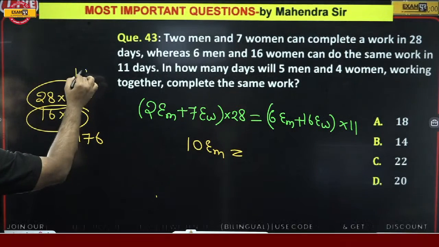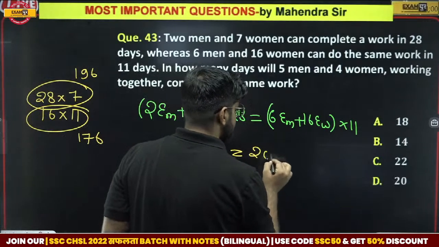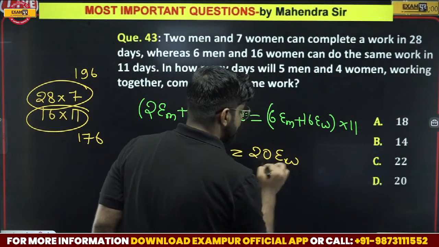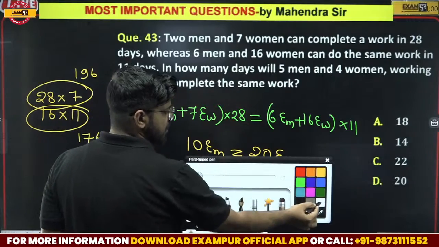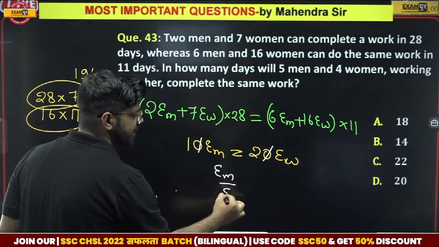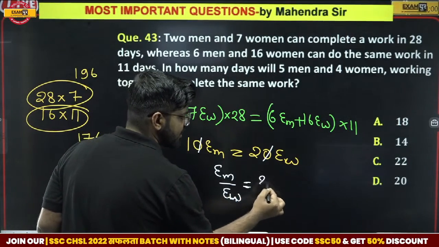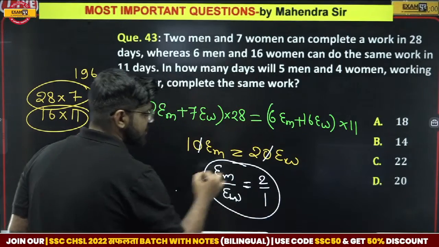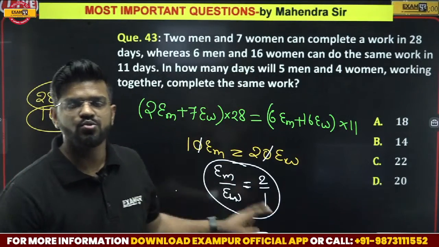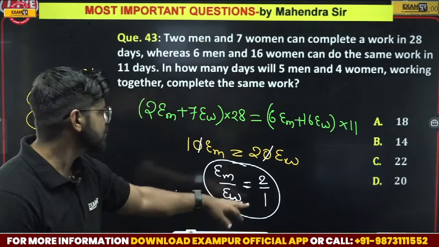This is 196. So what is the difference? It is 20. So 20 EW is there. Now solve this. 0 gets cancelled out. EM upon EW will be 2 by 1. That means efficiency of man is 2 and efficiency of woman is 1.